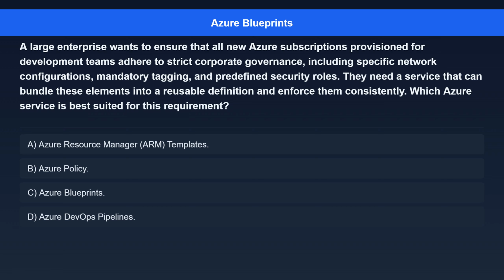Option A, Azure Resource Manager, ARM Templates. Option B, Azure Policy. Option C, Azure Blueprints. Option D, Azure DevOps Pipelines.